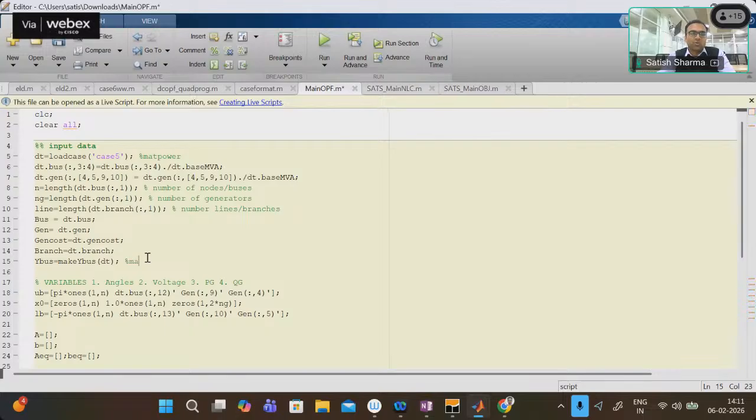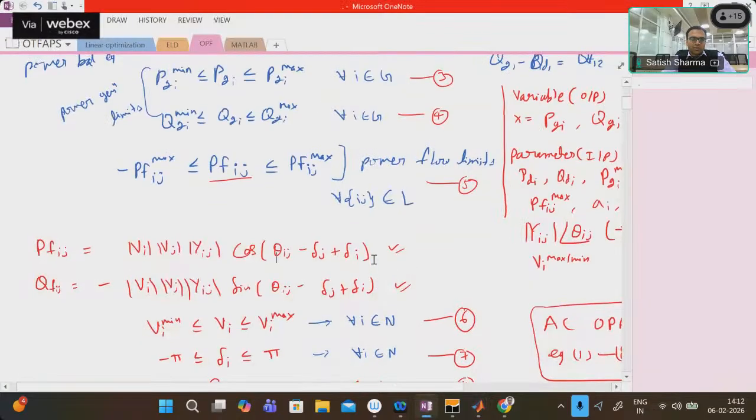Here again I have used a MATPOWER command. This makeYbus function is from MATPOWER, and if we don't have this, it will hardly take 5 or 6 lines of new code by which you can make a Y bus matrix as well. So you can build your own function for that. It is not necessary that you have to install MATPOWER. I just recommend that it is much easier to work with MATPOWER. These are the two different commands I have used from MATPOWER, which are line numbers 5 and 50. Now, if you look at our objective function.